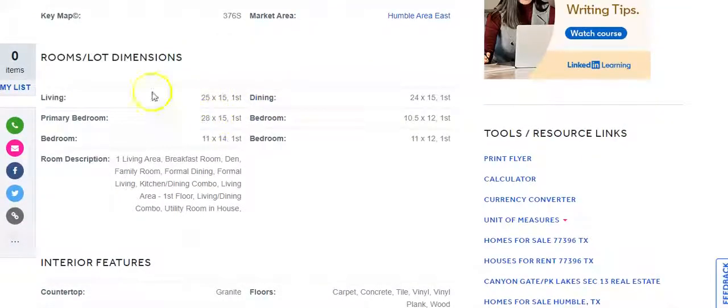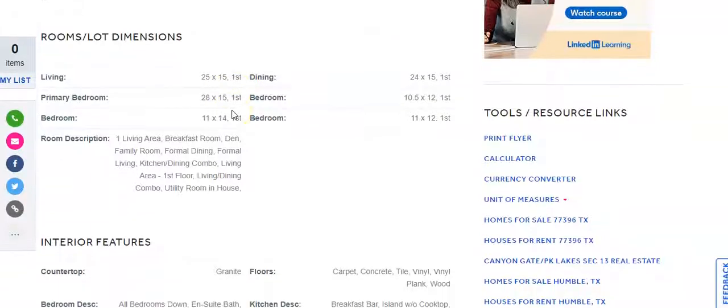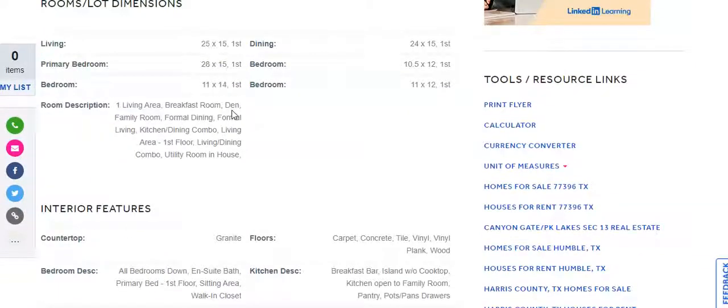There usually is information about the rooms or lot dimensions. Keep in mind, these are all usually just measurements. Sometimes real estate agents actually go out to the property and pull out their measuring tape and measure the rooms. Sometimes they do not. So you can make a mental note of these measurements, but if you have very specific furniture or custom furniture, you may want to measure the rooms on your own independently.